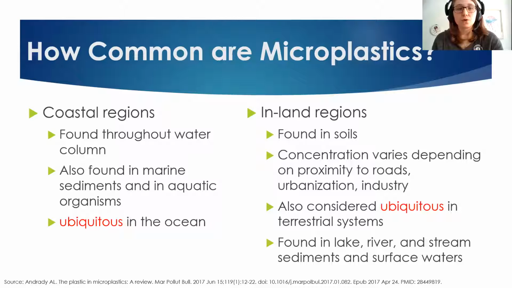When we think about our coastal regions, we can find microplastics throughout the water column, from the surface waters all the way down to the bottom. More significantly, we find that those microplastics are being buried and accumulating in the sediments at the bottom of the ocean. They're also found throughout the food web. Within marine organisms, we find microplastics. So this term you'll see a lot with microplastics is that it's a ubiquitous pollutant, meaning it is found throughout the ocean. It's found everywhere.